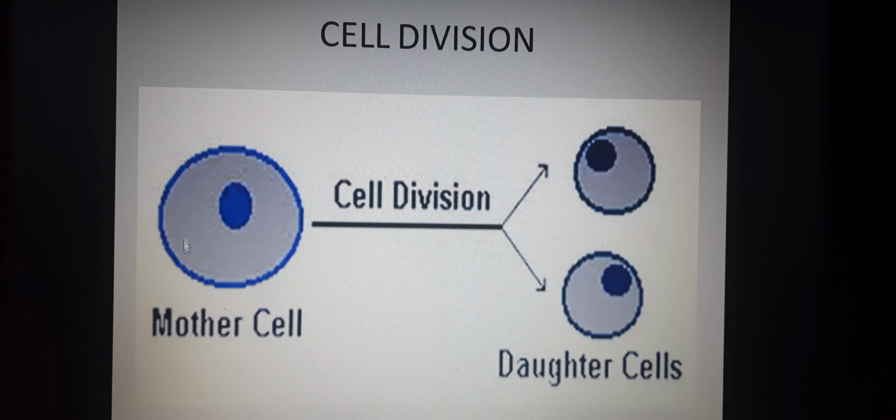Cell division, these are present in your book. When from one cell two cells are formed, this is called cell division. Cell division is mainly of two types: mitosis and meiosis. Mitosis and meiosis are not included in your syllabus, but I am explaining a little bit.